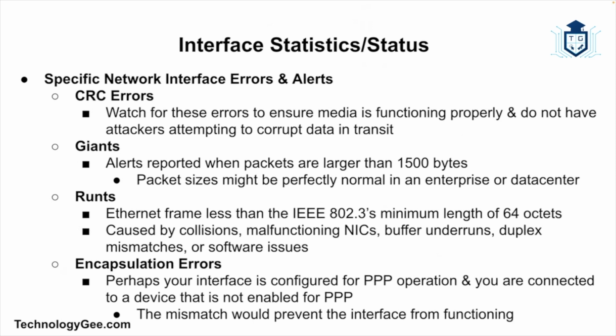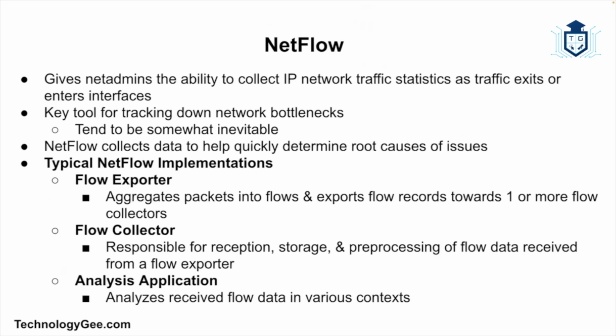You have what is called a runt. Like giants, runts are alerts based on packet size. A runt is an Ethernet frame that is less than the IEEE 802.3 minimum length of 64 octets. And runts could be caused by collisions, malfunctioning network interface cards, buffer underruns, duplex mismatches, or other software issues. And then you have encapsulation errors. Perhaps an interface is configured for PPP operation and you are connected to a device that is not enabled for PPP. This mismatch would prevent the interface from functioning, and the interface would be reported as a line protocol that is down.